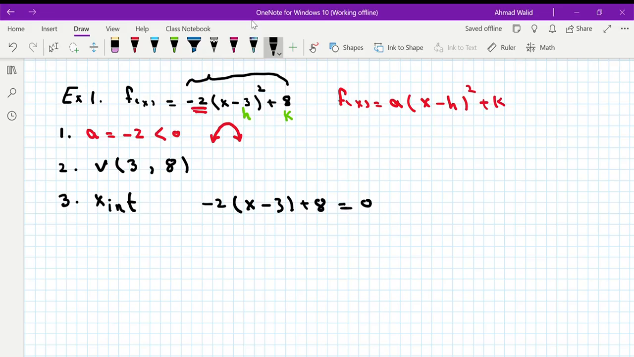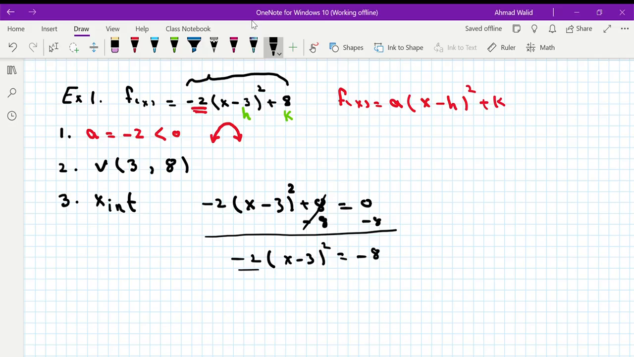Here you have a square. Correct? Let's solve it. First thing to do, subtract 8 from both sides. Correct? Then negative 2, parentheses x minus 3 all squared equals negative 8. Now divide both sides by what? By negative 2. Then you can write x minus 3 squared equals positive 4.